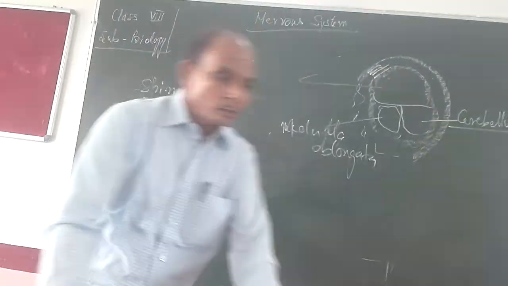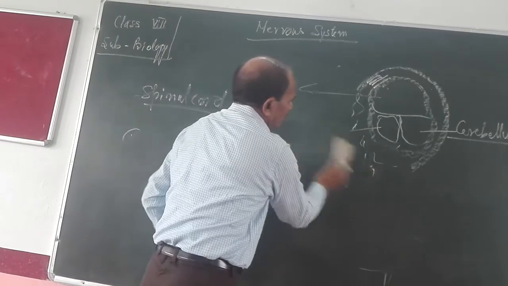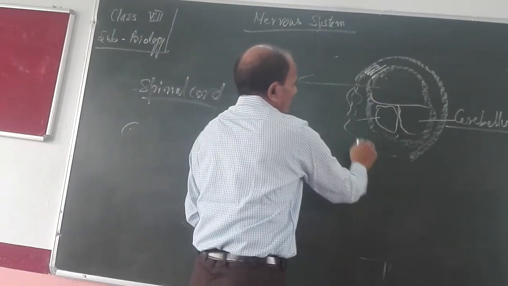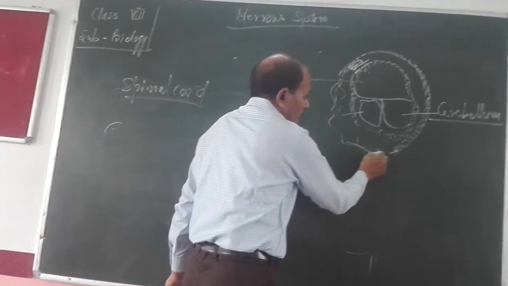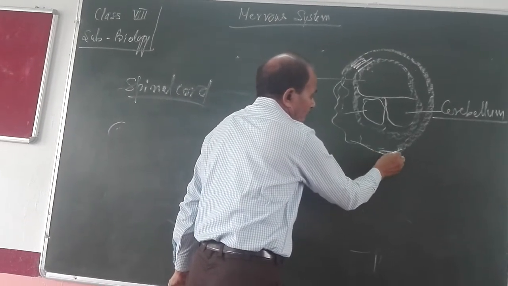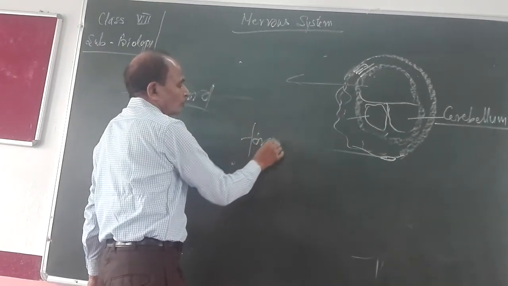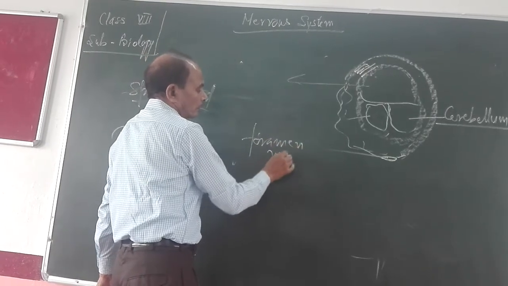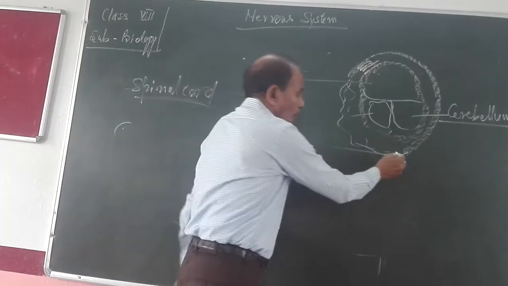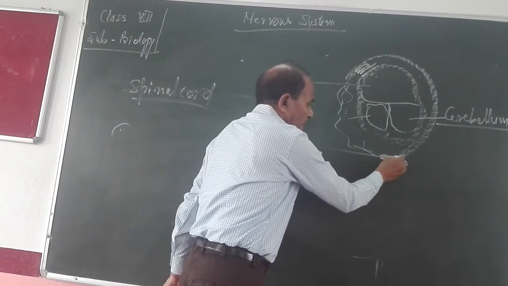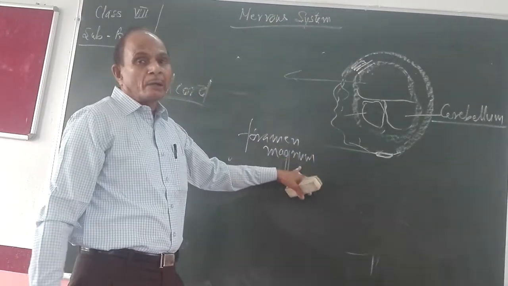You see this medulla oblongata terminates. This one is your skull, the lower portion of the skull. We can say the skull opens in the base with a very fine pore. The name of this pore is foramen magnum.